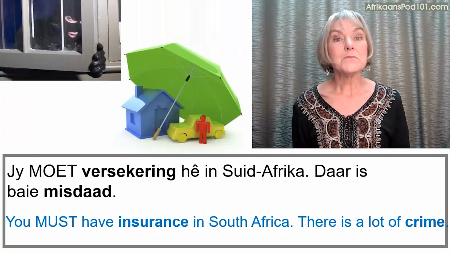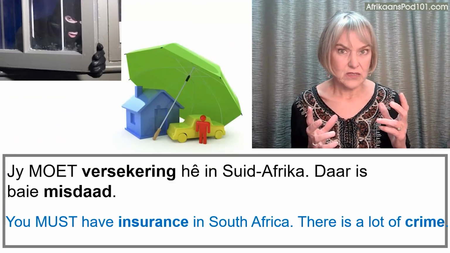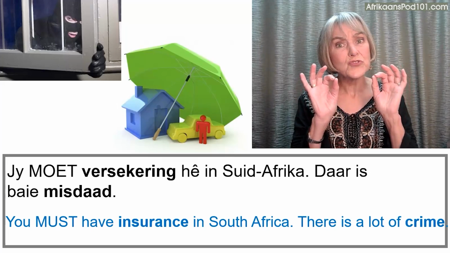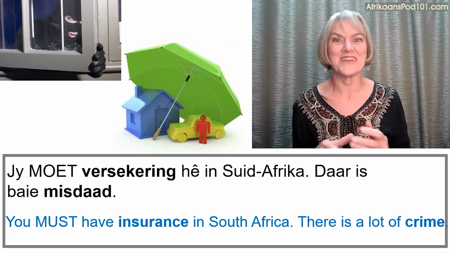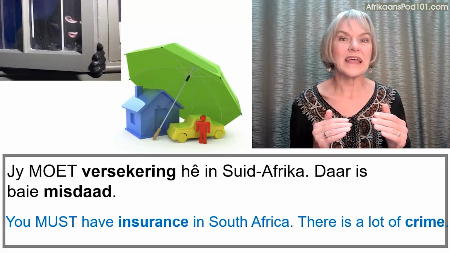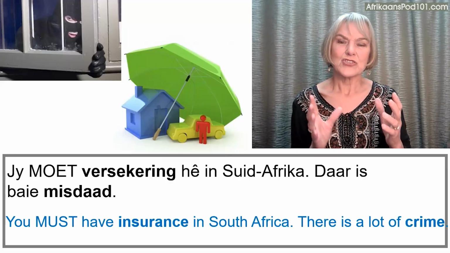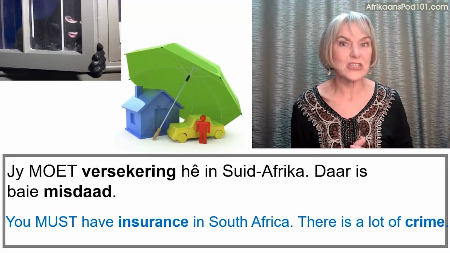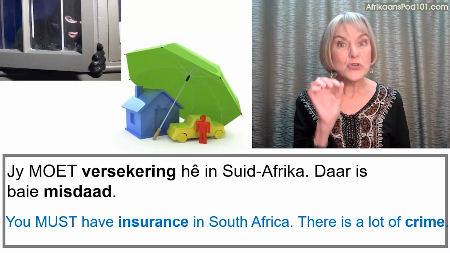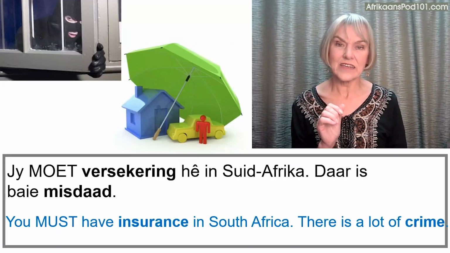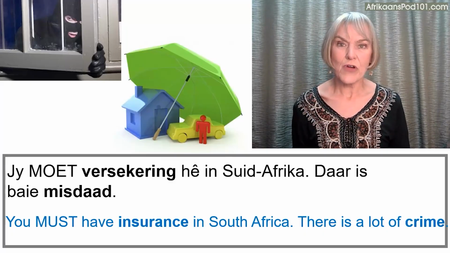So, jy moet versekering hê in Suid-Afrika. Daar is baie misdaad. I don't want you to not come to South Africa because of the crime, because we all live here and we do fine, thank you very much. But you must be aware that there is a lot of crime in this country. So you have to insure your stuff. Insure your car, insure your home, whatever you have, you should insure, because you could lose it and then you have no recourse. Jy moet versekering hê in Suid-Afrika. Versekering, insurance, misdaad, crime.